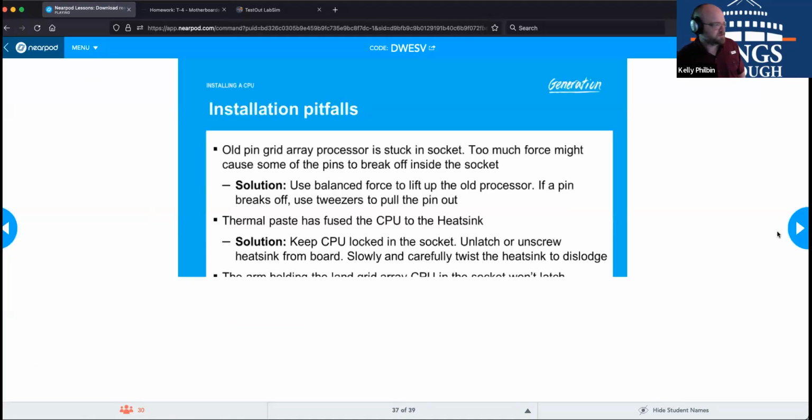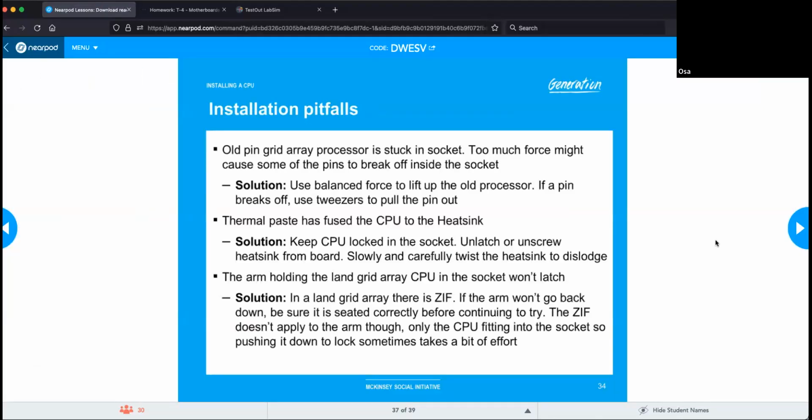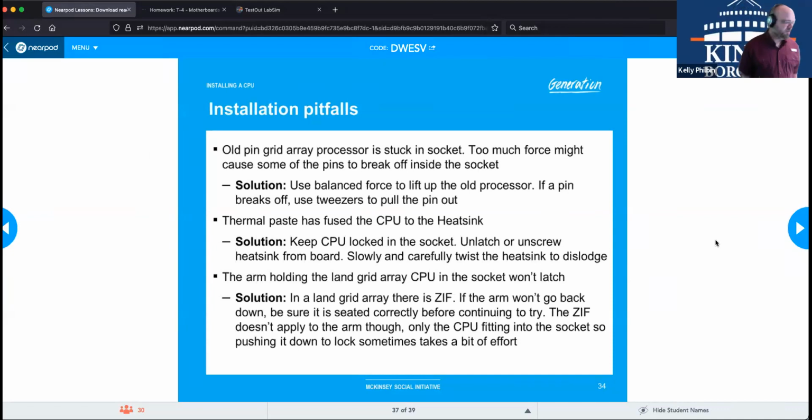That's it. Mr. Kelly, yes. Should we use latex or fabric gloves? Which one's best? Well, I would suggest ESD gloves, because some gloves like latex can actually cause extra static to build up. So you have to be careful in the types you use.